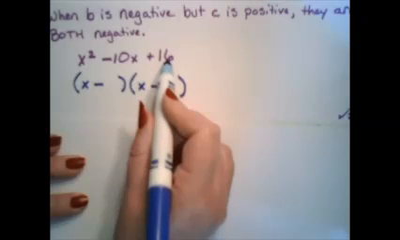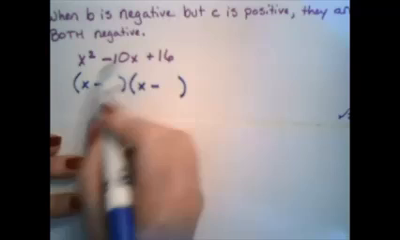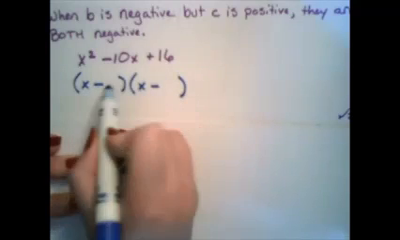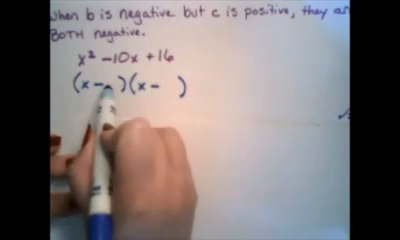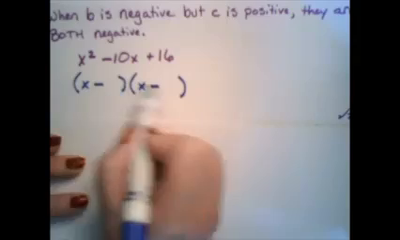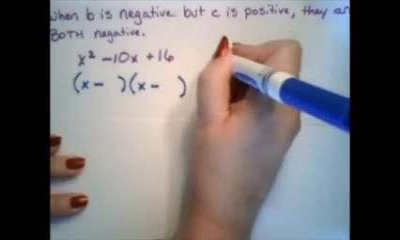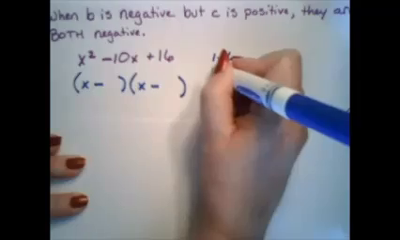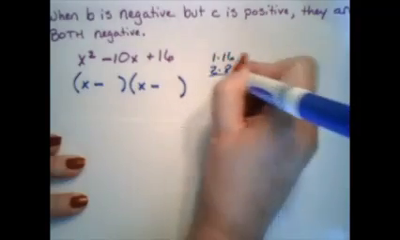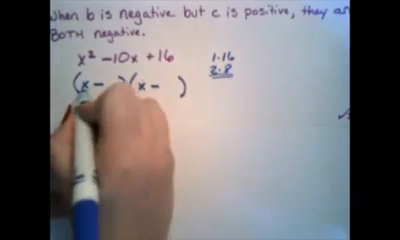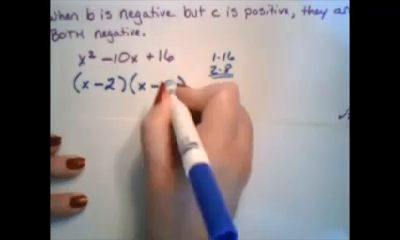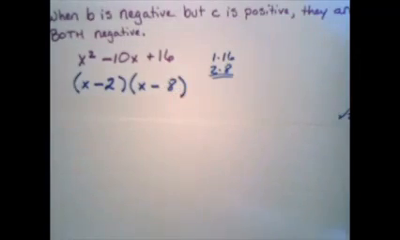So the rules for finding this are still the same, because I'm still adding these to get this, and I'm still multiplying these to get that. So 16 is 1 times 16 and 2 times 8, and that's the one we want. So x minus 2 and x minus 8. And we're going to check to make sure that works.